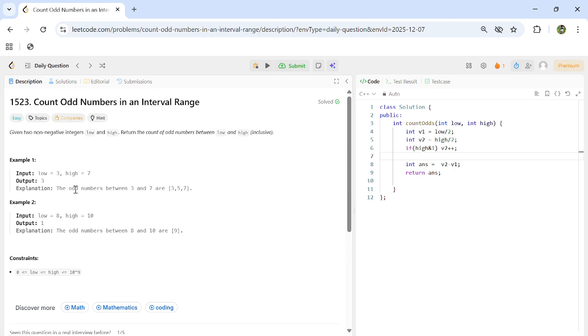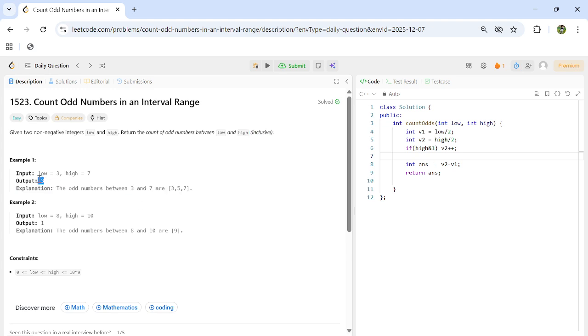It means you just see here 3 and 7, right? How many odd numbers are there between 3 and 7? 3 itself, because they have said that both are inclusive. So 3, 5 and 7. So total 3 numbers are there, and hence the answer is 3, right?